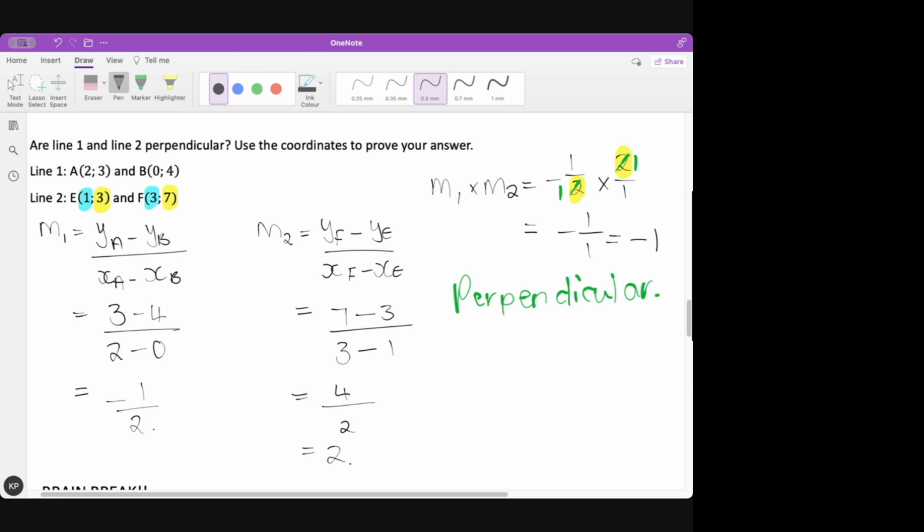Wonderful. You guys are so enthusiastic when we're doing geometry. I like it. I like it a lot.